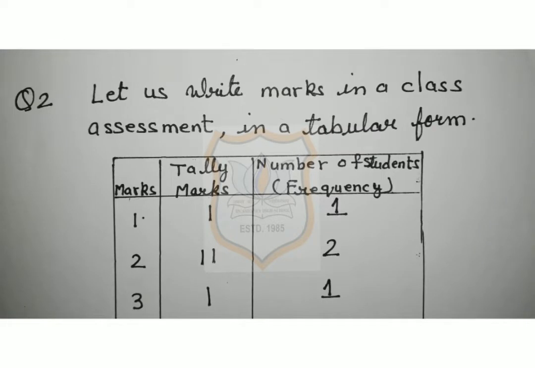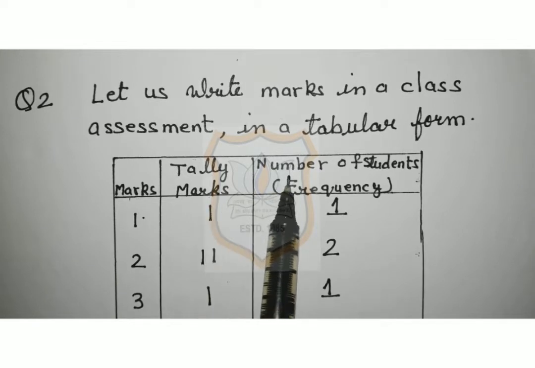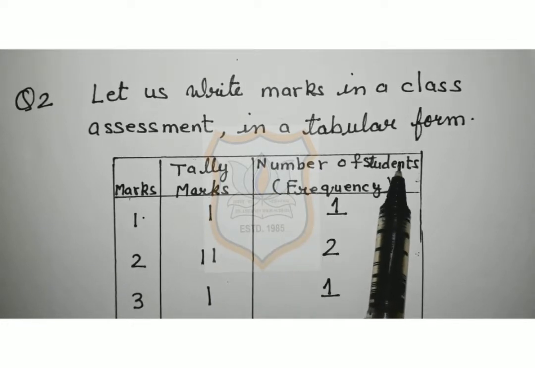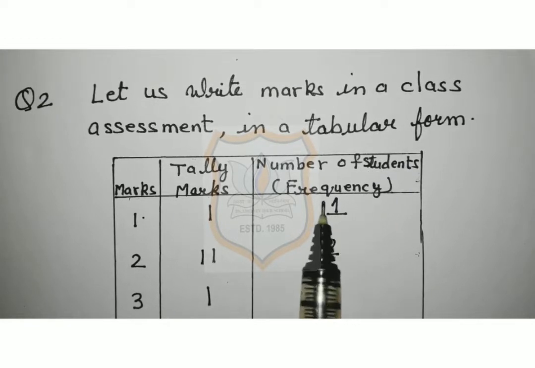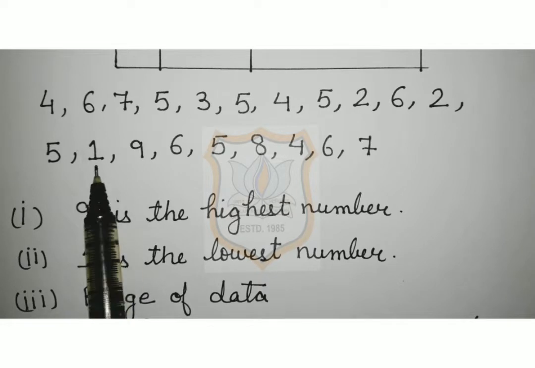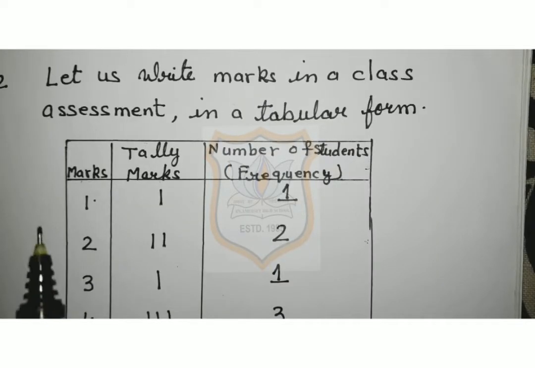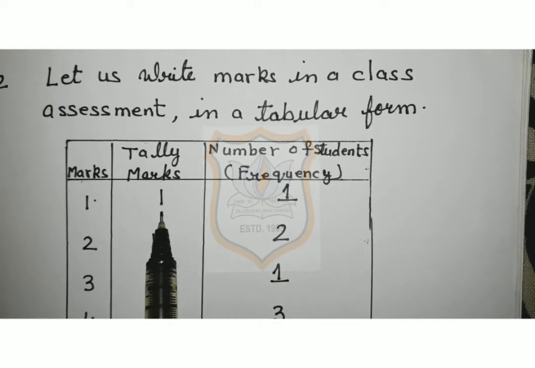Now let us write marks in a class assignment in a tabular form. First we have to make a table and draw columns. First column is of marks, second is of tally marks, and third is of frequency or number of students. Now we will represent all the marks in a tabular form. The first one is 1 mark. Now see, these are the marks in a class assignment which are given. So 1 mark. How many times is 1 mark? Only 1 time. So the frequency of 1 mark is 1. So the tally mark is only one single line.